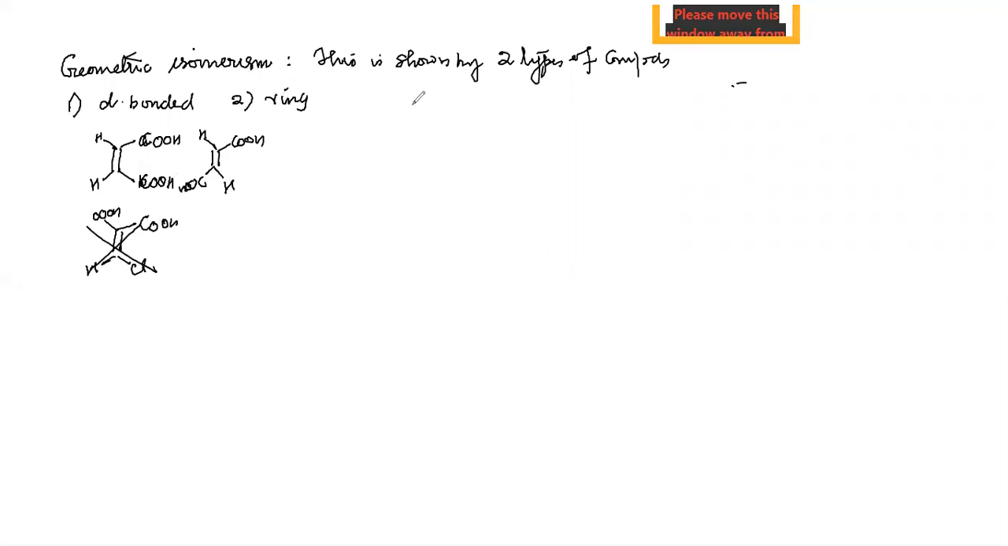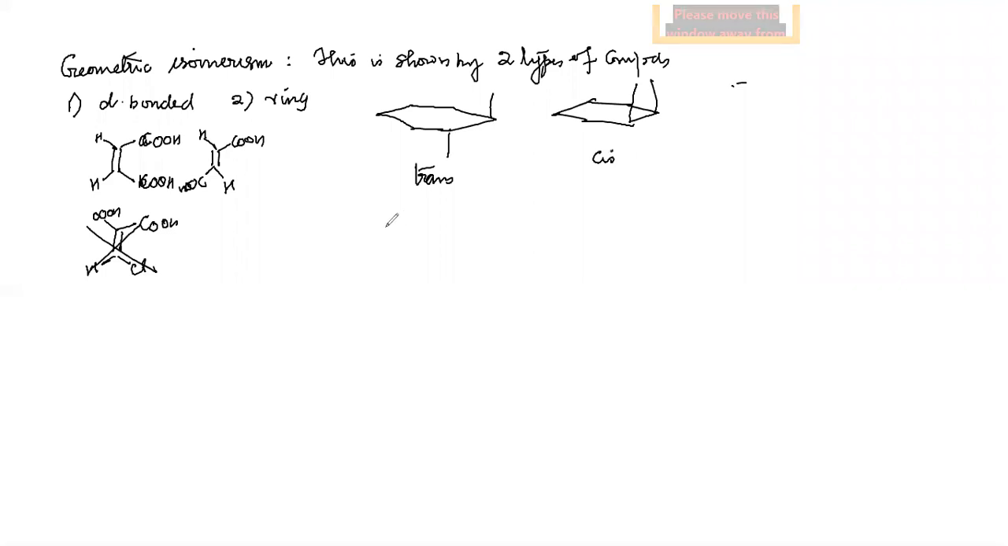Now, in the case of ring compounds, see here, this is a cyclohexane molecule with methyl groups here and here. This is a trans compound. And the same methyl groups you can put on the same side of the ring. So this is a cis compound. So this is geometric isomerism in the case of ring compounds.